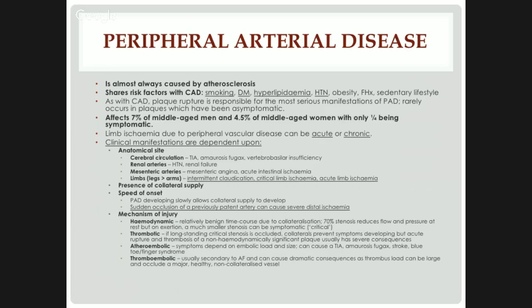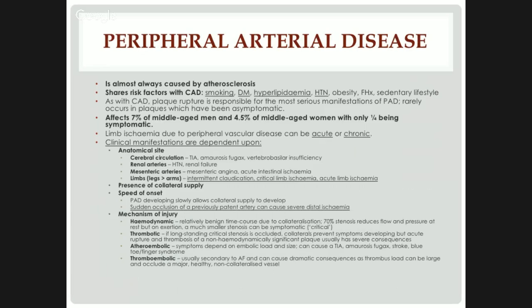Peripheral arterial disease. I'm not going to be talking about venous disease in any great detail because it's not particularly high yield, so that's something you can go and study in your own time. All the vascular disease I'm going to talk about is related to the arteries. Peripheral arterial disease is almost always caused by atherosclerosis, it has exactly the same risk factors, and it affects men more than women, as with all the conditions we've looked at so far.